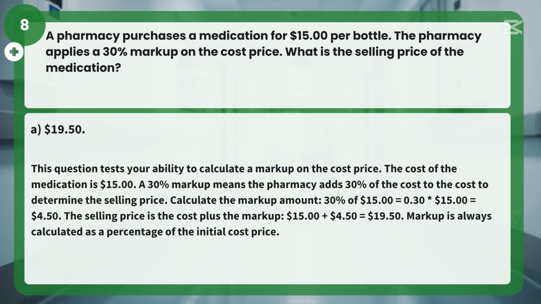Answer: A. $19.50. This question tests your ability to calculate a markup on the cost price. The cost of the medication is $15. A 30% markup means the pharmacy adds 30% of the cost to determine the selling price. Calculate the markup amount. 30% of $15 equals 0.30 * $15 equals $4.50. The selling price is the cost plus the markup. $15 plus $4.50 equals $19.50. Markup is always calculated as a percentage of the initial cost price.